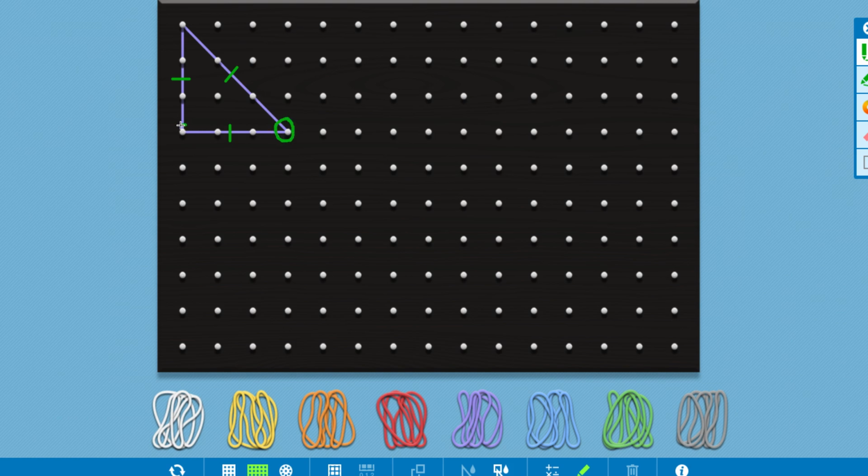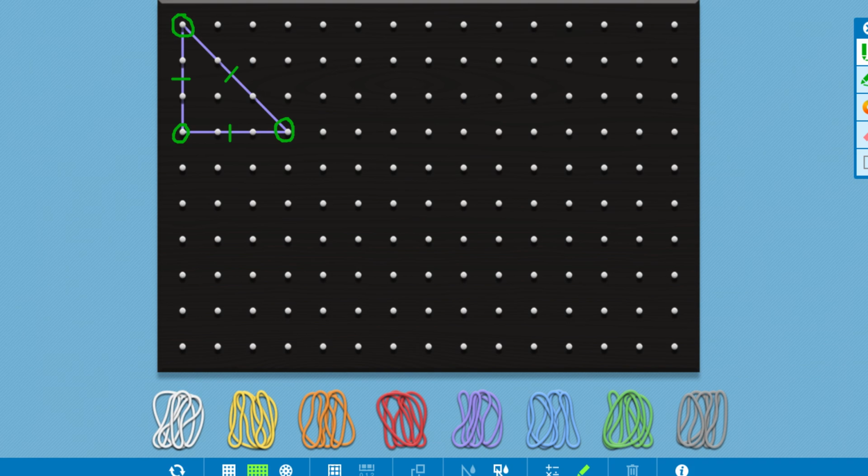1, 2, 3. Now remember, corners are where two sides come together and meet. So in this case, our triangle has 3. In every case, a triangle has 3 corners and 3 sides.